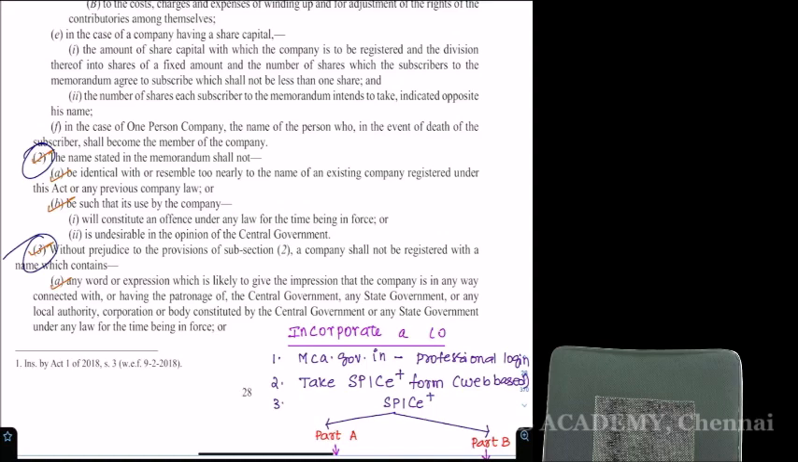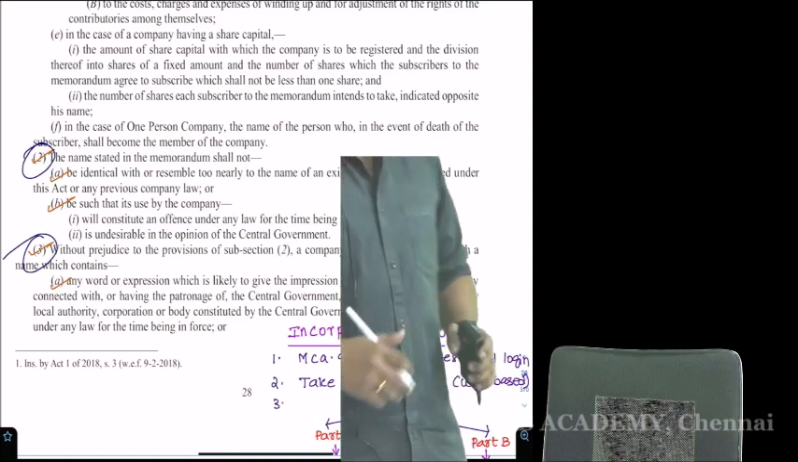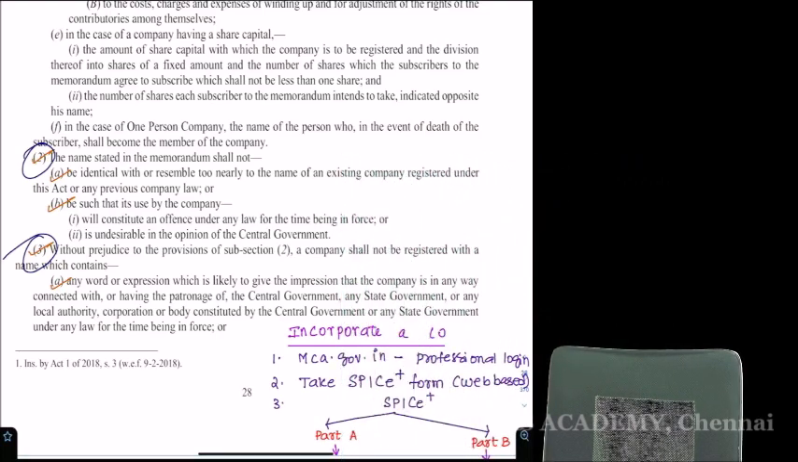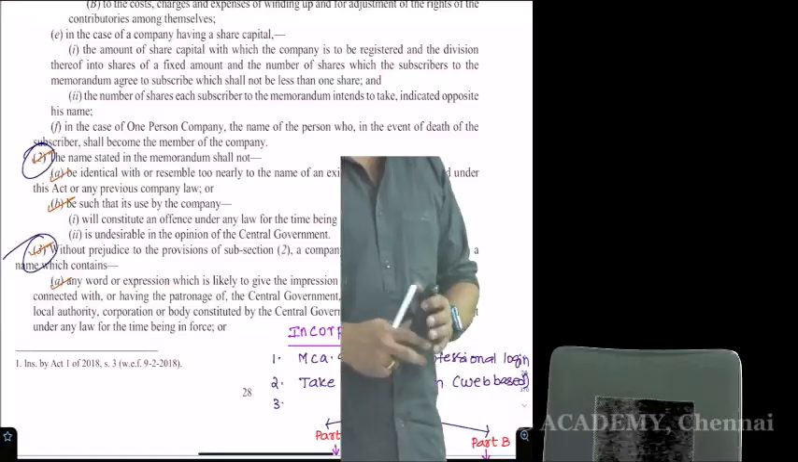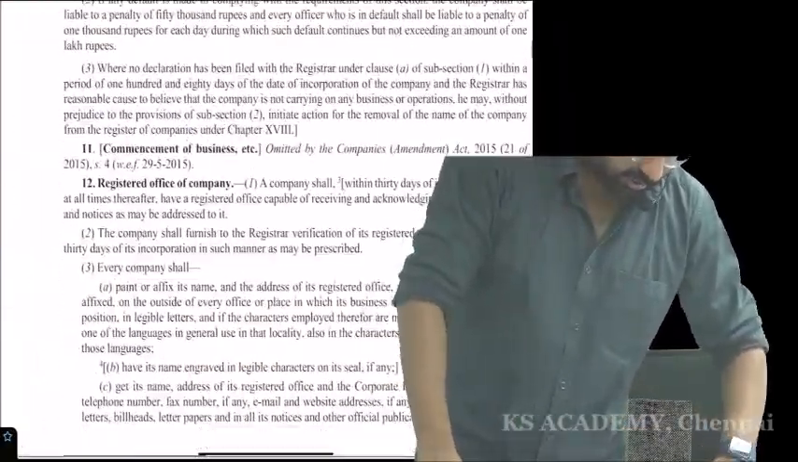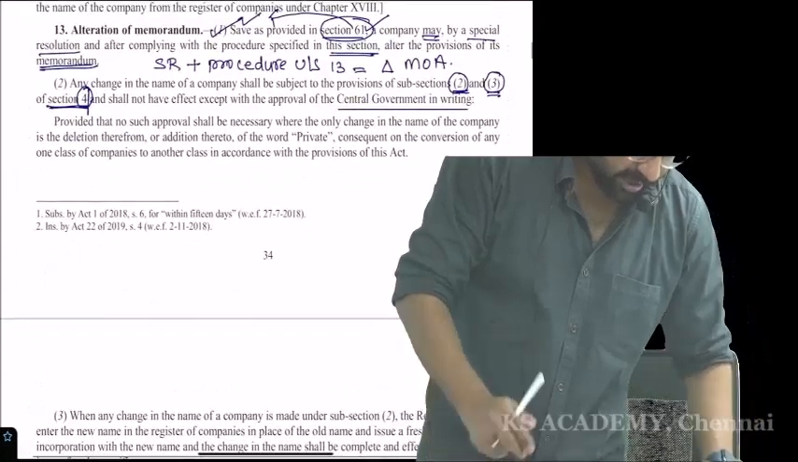So tell me, I want to change the name of an existing company. First, I need to pass which resolution in a company? Comply with the provisions of the section. And then you should apply to whom? Central government for its approval. If the central government says that the name is not too nearly resembling, etc., or it is not offensive, or it is not undesirable, then it will give a license to you to change your name. Understood the point up to here clearly?